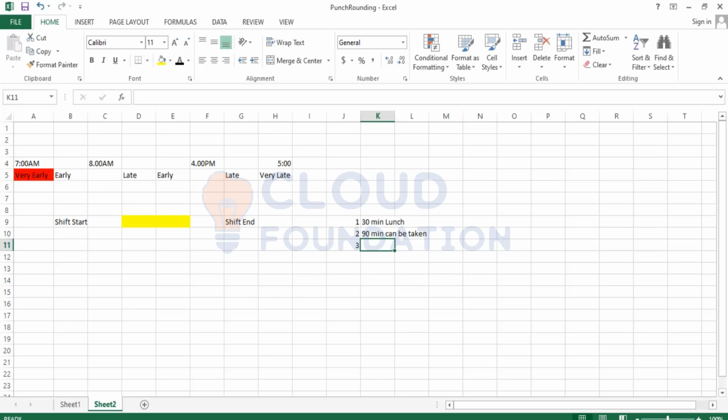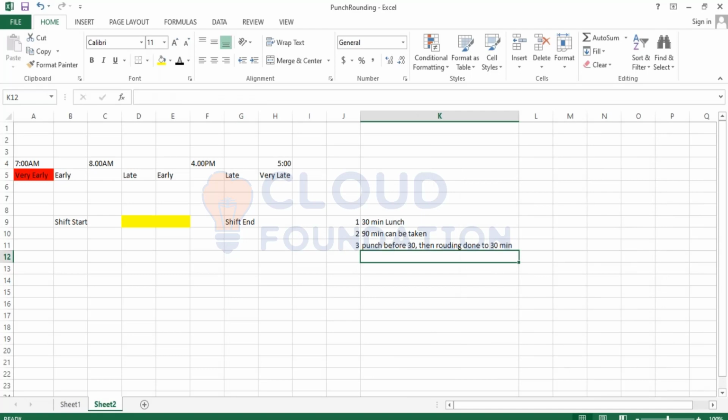So it's 30-minute rounding. Punch before 30, then rounding is done to 30 minutes. So instead of 15-minute rounding, we'll be doing 30-minute rounding over here. If the employee punches back in after 30 minutes has expired, the interval rounds up to the next quarter hour, and the punch should display as an exception. So we'll be flagging this as an exception. Employees can have one or more breaks assigned to them, like a 30-minute lunch and a 1-hour dinner.